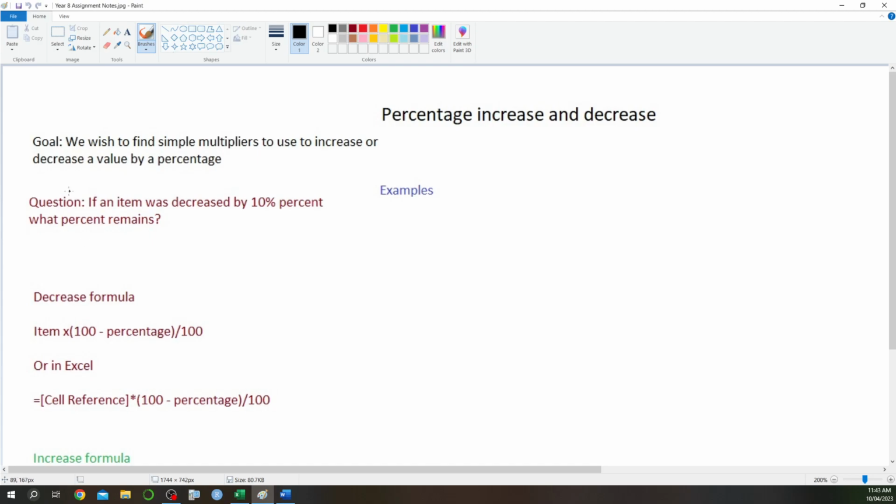I've got a guiding question. If an item was decreased by 10%, what percent of it remains? I asked this question to my class, and some of them got it. Some of them were, I'm not too sure. But remember, if you have 100% of something, you have all of it. So if you decrease it by 10%, what will be left would be 90%. So 90%.